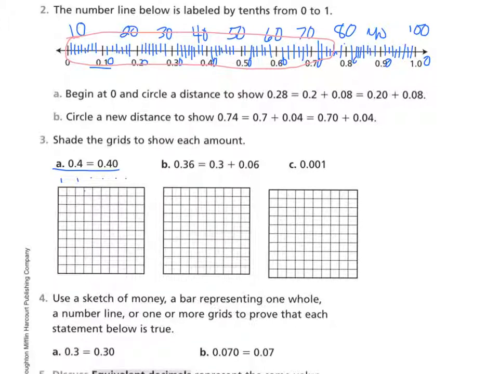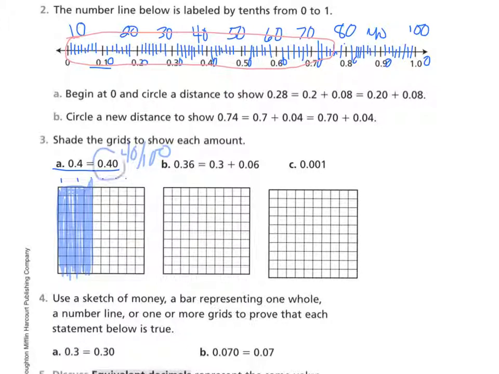And so you could do this one of two ways. You could count 40 of them and shade them. You could do that. Or you could know that 4 tens equals 40. And so then you could just shade 4, in this case, 4 rows, and that would be a total of 40. Not too difficult there. That is 40 out of 100, or 40 hundredths.